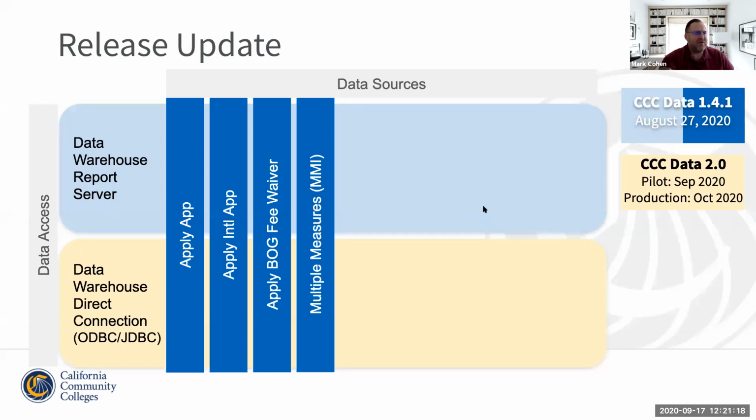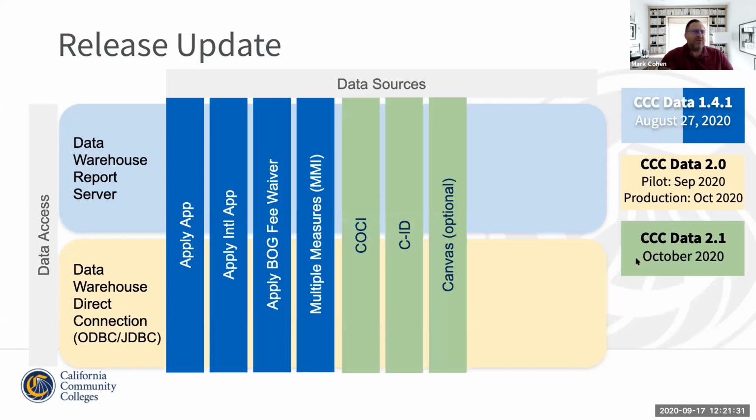So with these 2 releases, we're basically providing 2 methods of access to the first set of data sources in the data warehouse. The next release, which we are targeting for late October, would start to add additional data sources to the data warehouse, which would again be accessed across both avenues, the report server and the direct connection. And that includes making the full set of COCI and CID data available. And then with that release, we will also be launching support for colleges to opt into having their Canvas data included in the data warehouse.